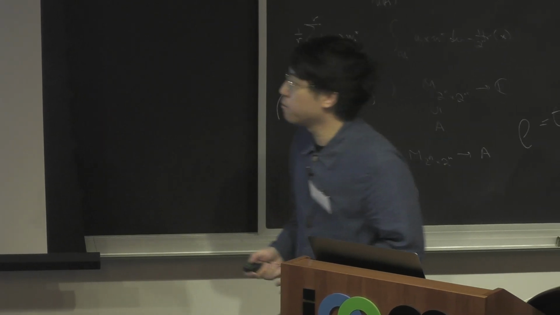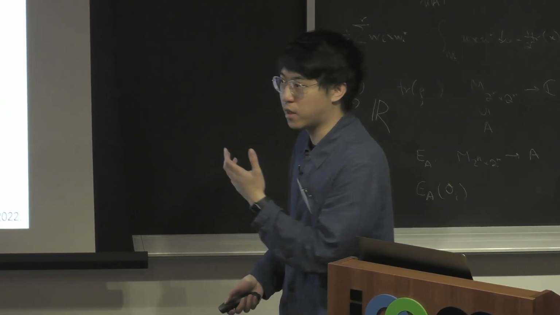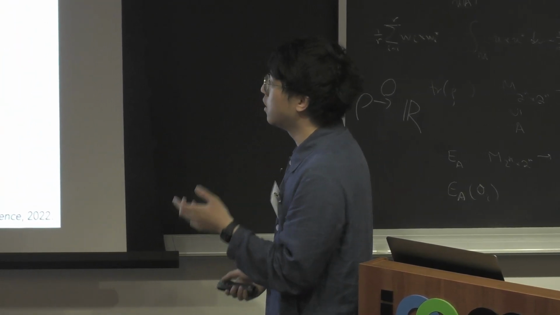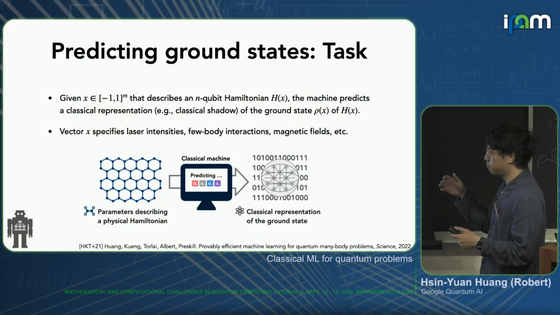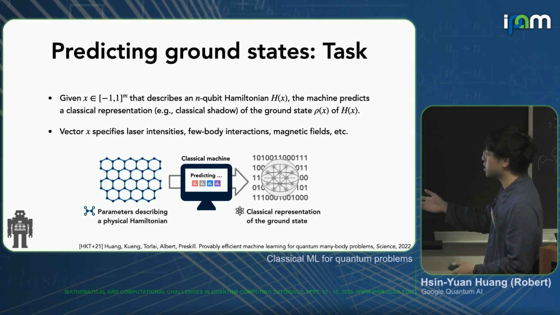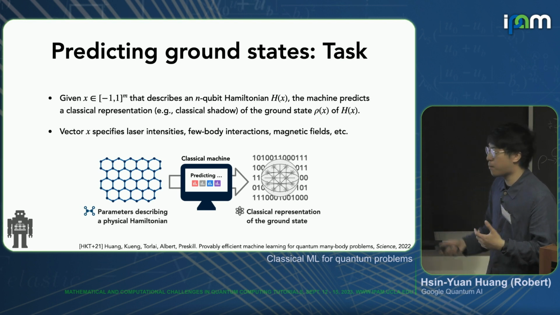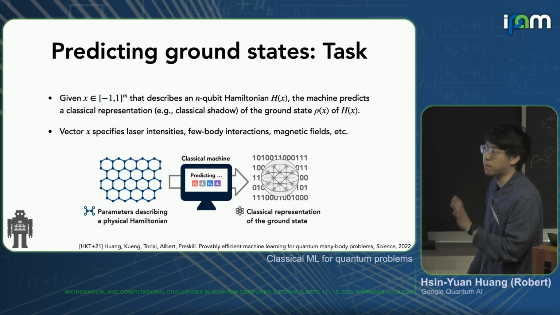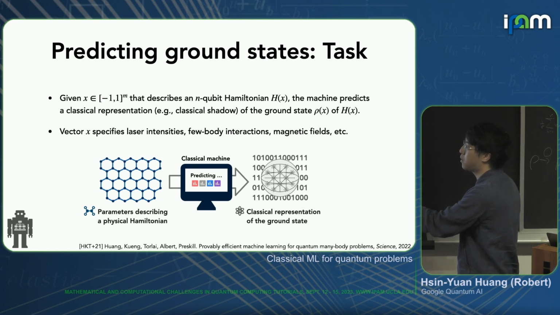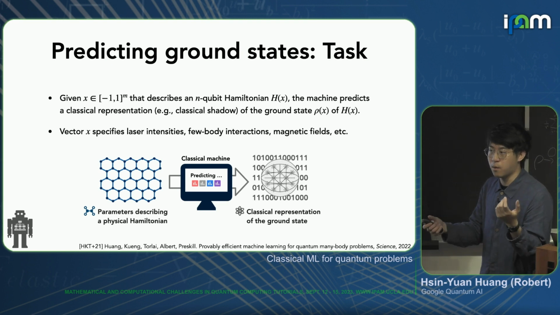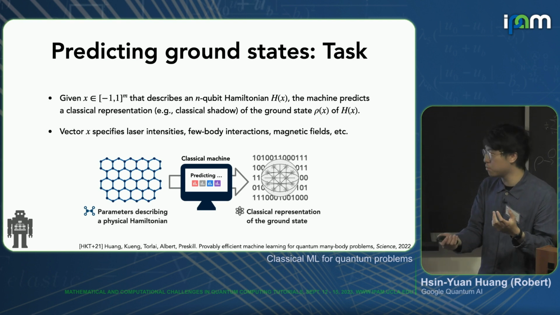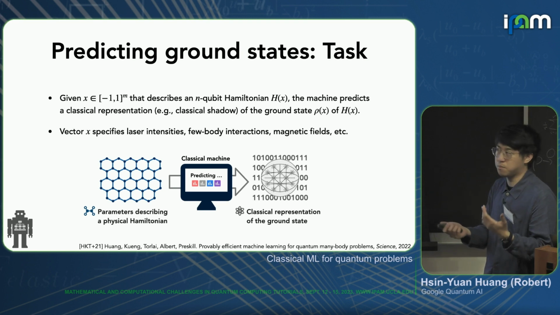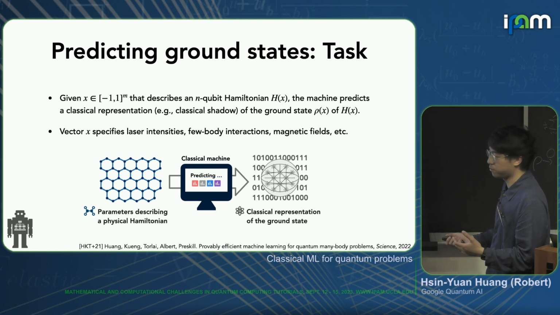In particular, to be more concrete, we'll be focusing on the problem of predicting ground states. The problem here is the following. We have some high-dimensional vector x that describes some many-body Hamiltonian. And the goal of the classical machine is to be able to predict some representation of the ground state. This representation could be the classical shadow representation or some other things. In particular, you can think of these parameters as specifying the laser intensity on the quantum systems, or some few-body interactions in the quantum system, or the magnetic field that the quantum system is being placed in, and so on.